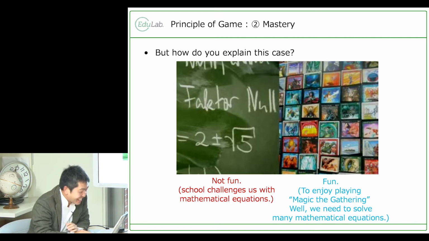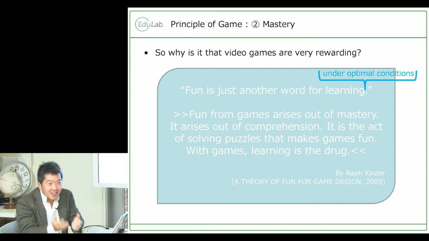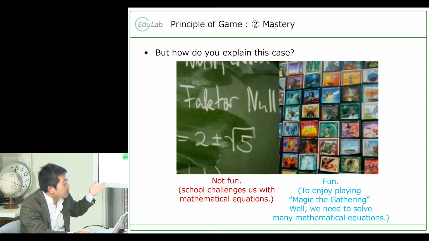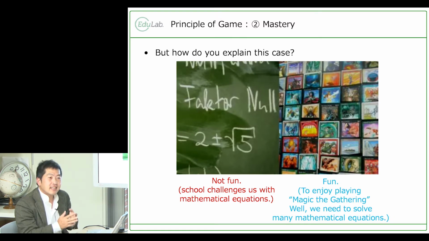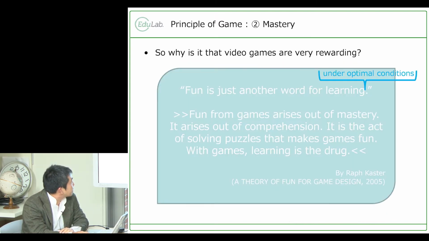Okay? So, because it's not under optimal condition. When you're playing and when you're having fun, that is a proof that it's under an optimal condition to you. So how do we design an optimal condition? This is a very important part.